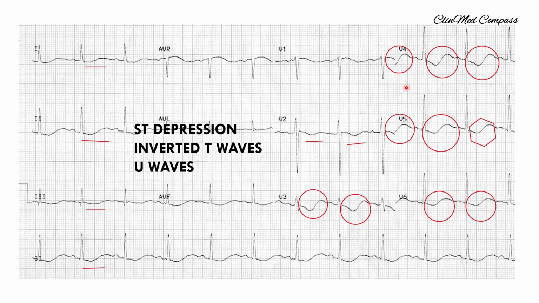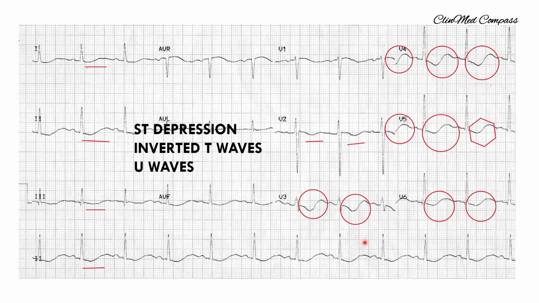If you look at this very particular one in V4, you see the prominent U wave and the inverted T wave, as well as the depression of the ST segment. This is the same thing here, and all others that are indicated by the circle. You see it is widespread. These are classic features of hypokalemia.